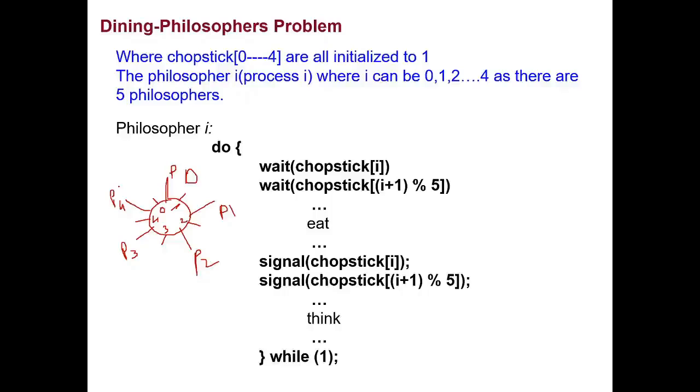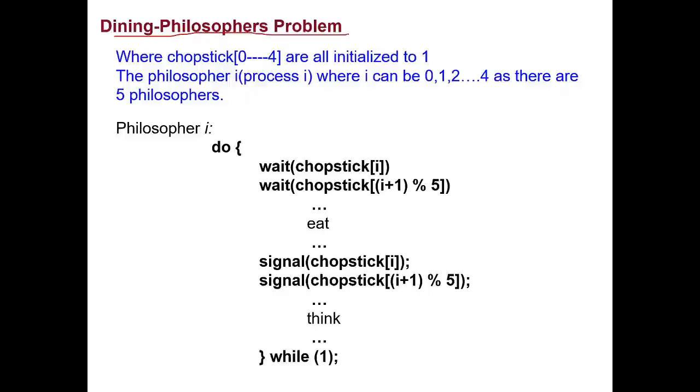So if process P4 wants to eat, it has to acquire the left chopstick 0 and the right chopstick 4. Then the process P4 can eat.